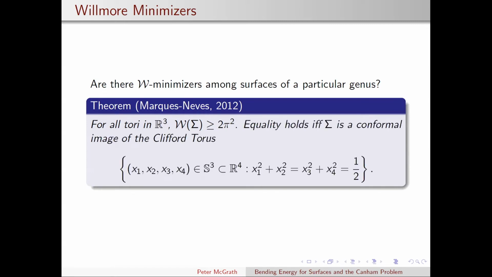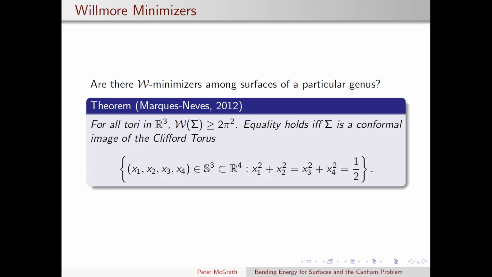What they showed is that for all tori, the Willmore energy is at least 2 pi squared, and it's actually attained, and it's attained exactly when your torus is a conformal image of basically this model torus, which I've written in R4. So this is a torus that's a product where I have the first 2 factors in R4 squaring to a half, and same with the second 2 factors in R4.